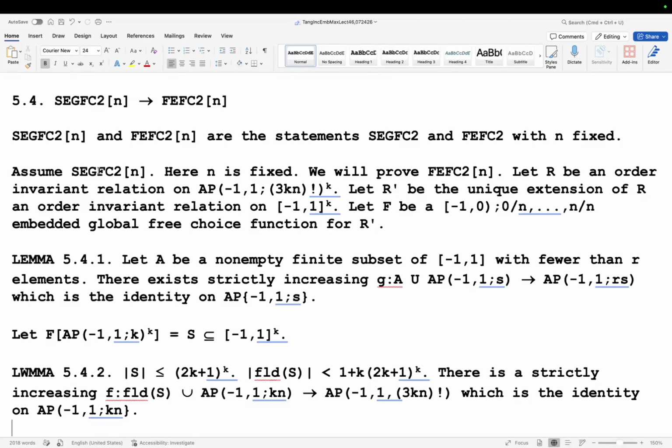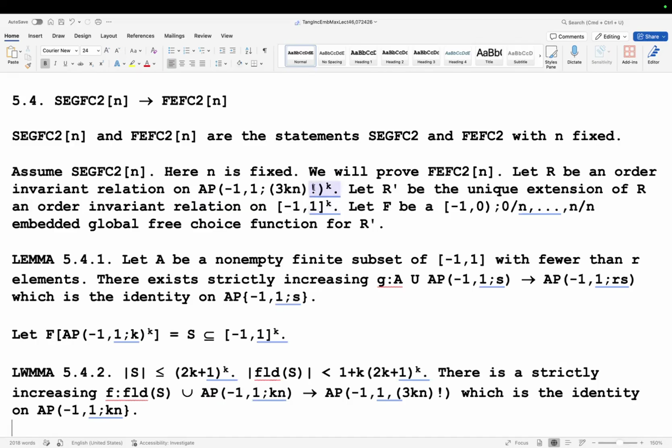Haven't claimed any reversals. All right, so we assume the infinite statement, and we fix n, and we prove the statement. We let R be an order invariant relation on this. Sorry, we want to prove the stronger statement. Yeah, you can prove it stronger. We want to prove the pi 0 1 statement, not just the pi 0 2 statement. And then the pi 0 2 statement follows from the pi 0 1 statement.